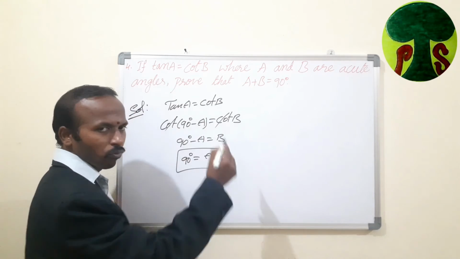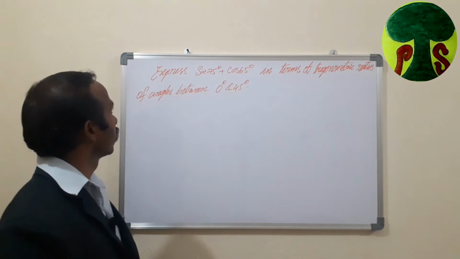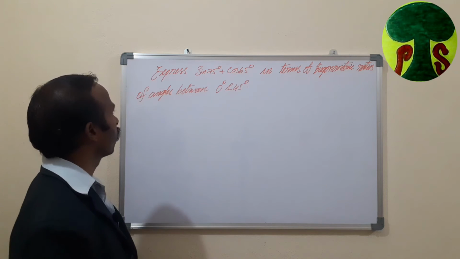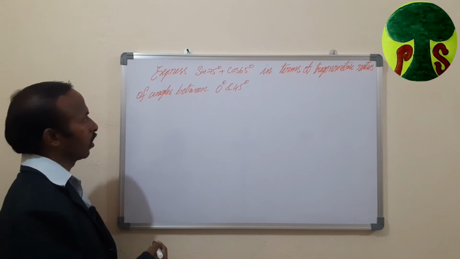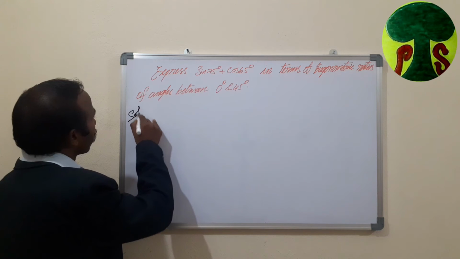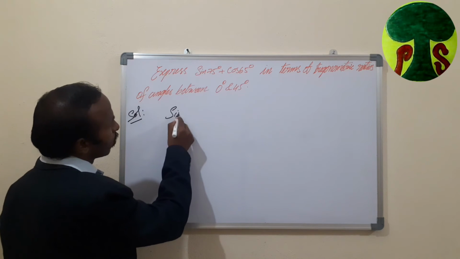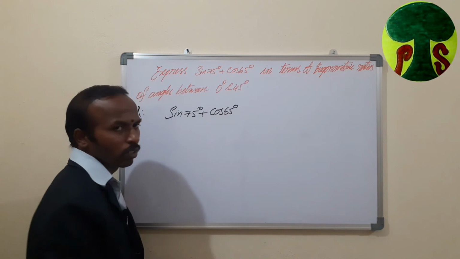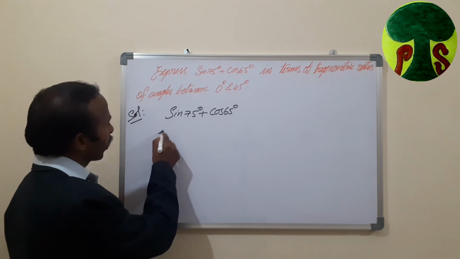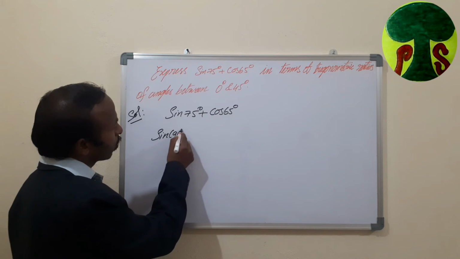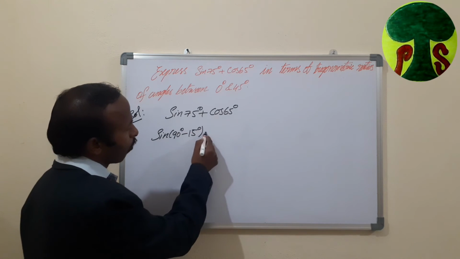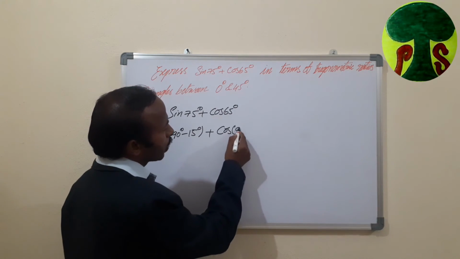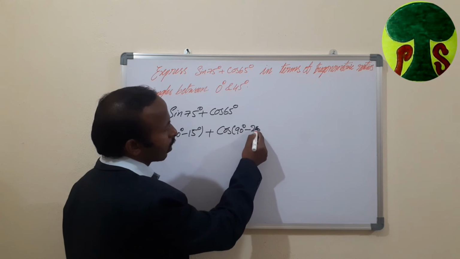This is our proof. Let's see another question in the same method, that is express sin 75 plus cos 65 in terms of trigonometric ratio of angles between 0 degrees and 45 degrees. The solution. The given data is sin 75 degrees plus cos 65 degrees. Sin 75 degrees we can express as sin of 90 degrees minus 15 degrees, plus cos 65 degrees we can express as cos of 90 degrees minus 25 degrees.